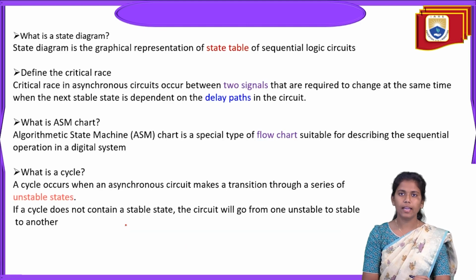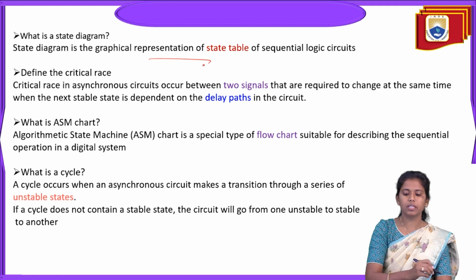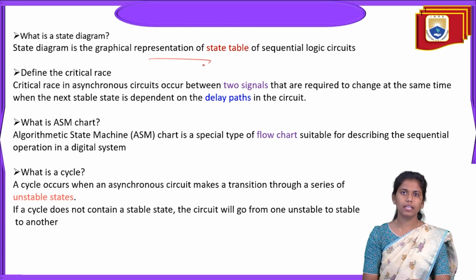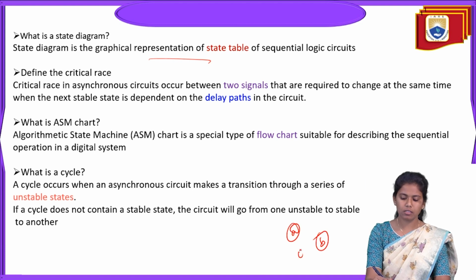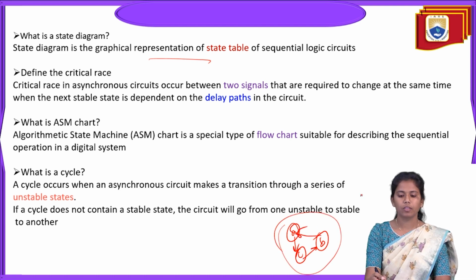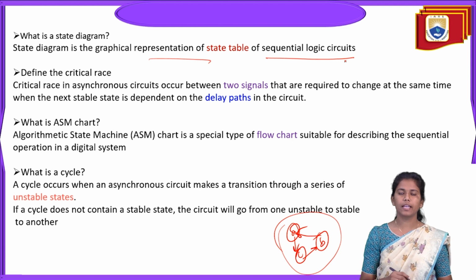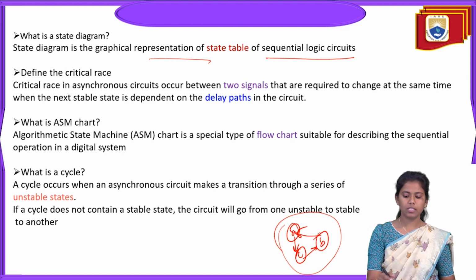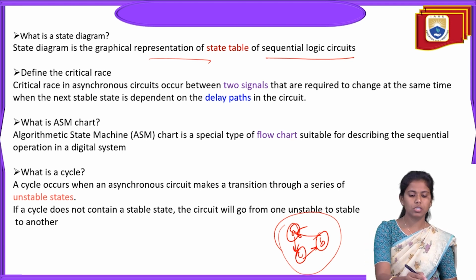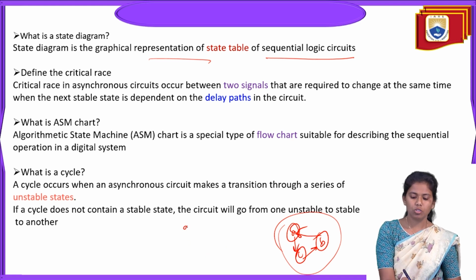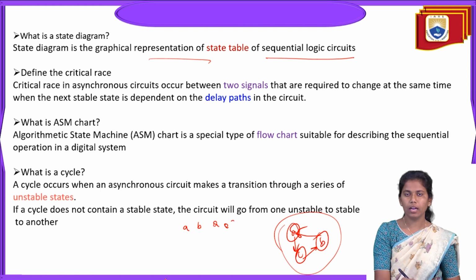Then the state diagram. The state diagram is a graphical representation of state tables. It consists of all the states, as I showed you before, with direction lines between the states. It represents the state table of sequential logic. The state table consists of A, B, and the outputs Q and Q bar, the present state, as well as the next state.